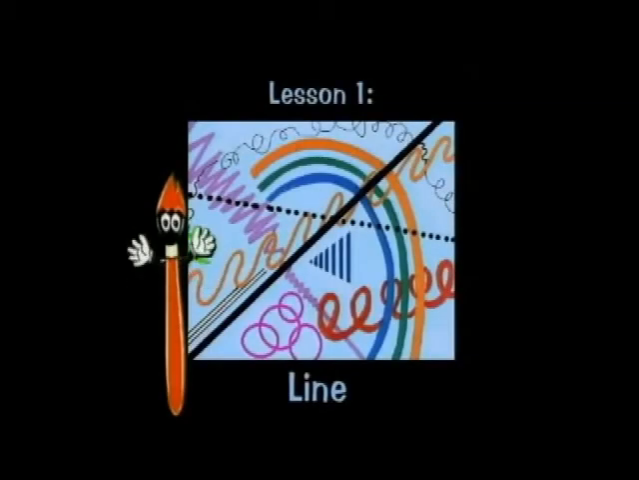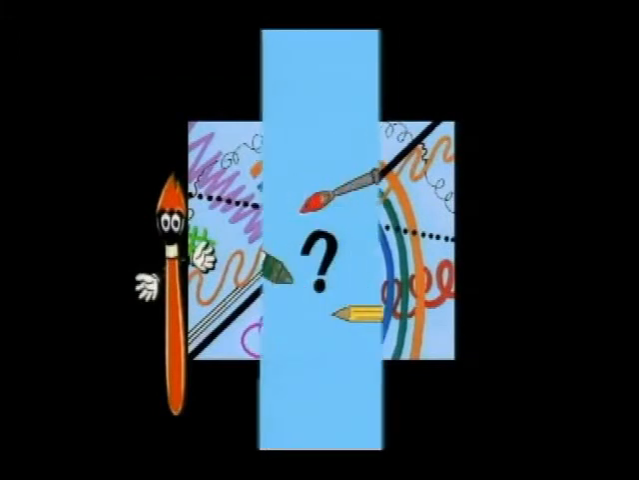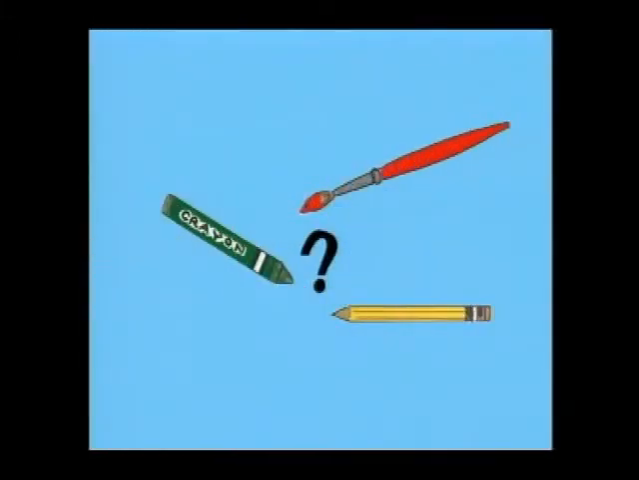Lesson 1 is about lines. All kinds of lines. What's the smallest thing you can draw on a piece of paper? A dot. A line is a dot moving through space.